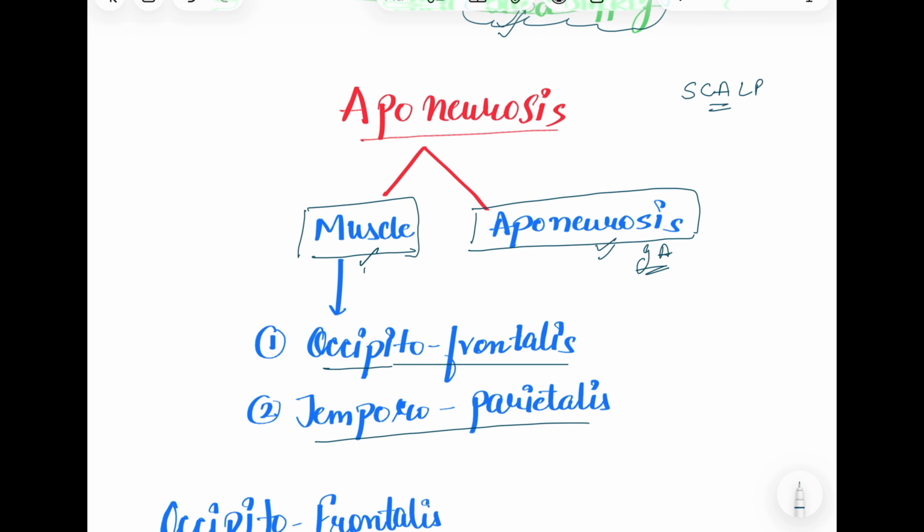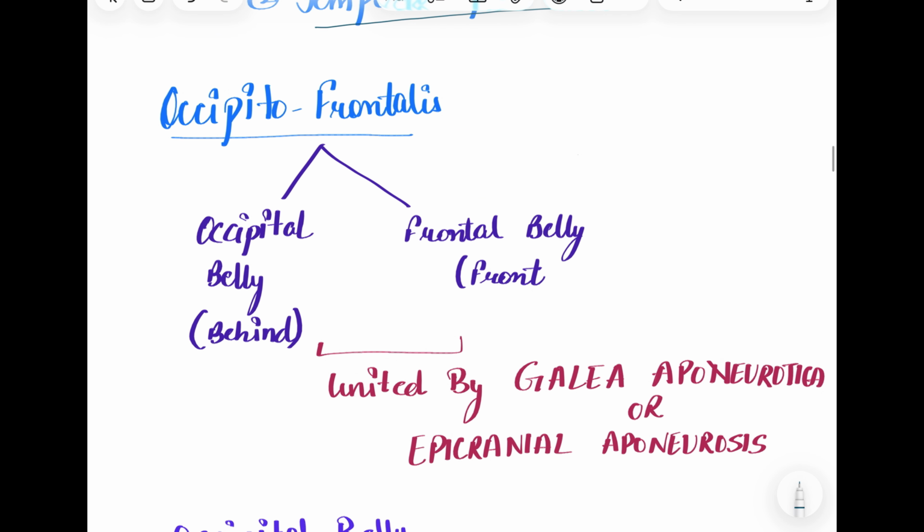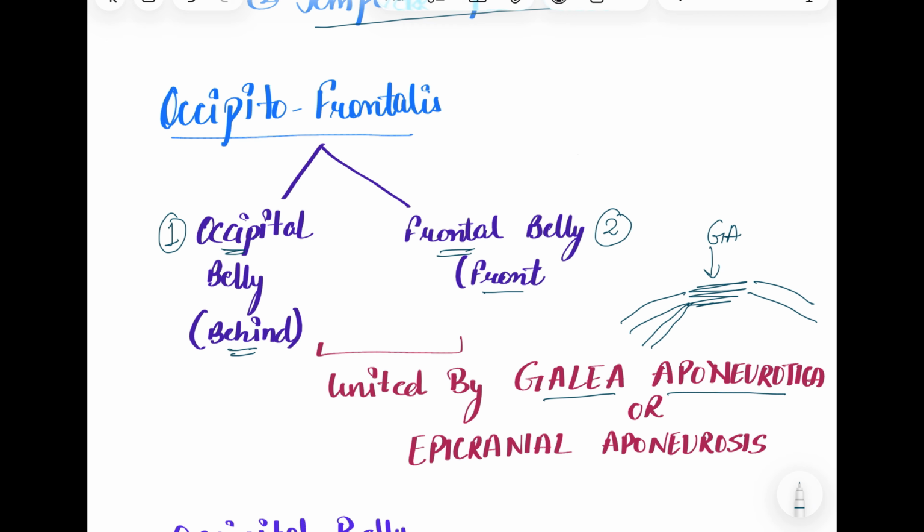So we'll talk of muscles first, taking your Occipitofrontalis muscle. This muscle has got two bellies. One is your occipital belly, the other one is the frontal belly. The frontal belly is lying in front and the occipital belly is lying behind. In the center, they are connected by the Galea Aponeurotica, right? The other name for Galea Aponeurotica is your epicranial aponeurosis.